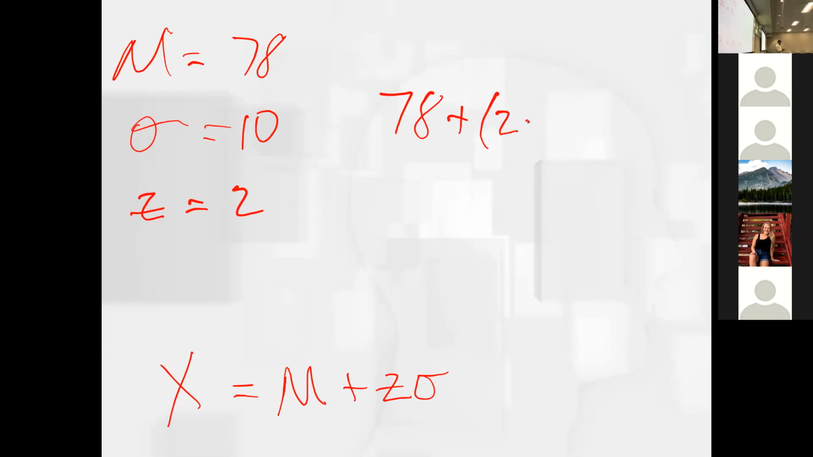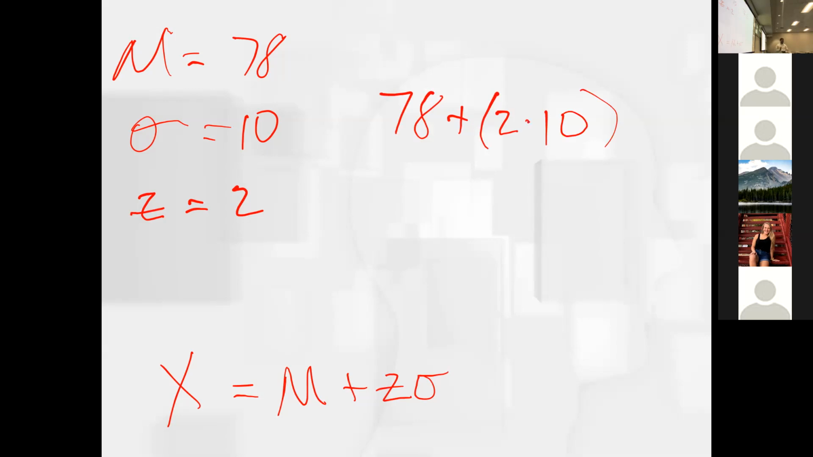So we'll take our equation to get x. We're solving for x here. We want to take the mean plus your z-score times the standard deviation. My z's kind of look like my 2's, so highlight that there. All right. So we take 78 plus z-score of 2 times our standard deviation of 10.